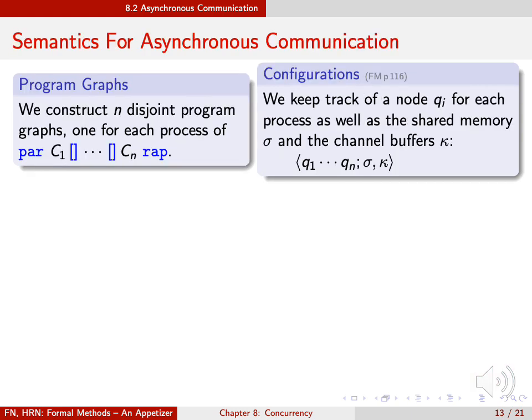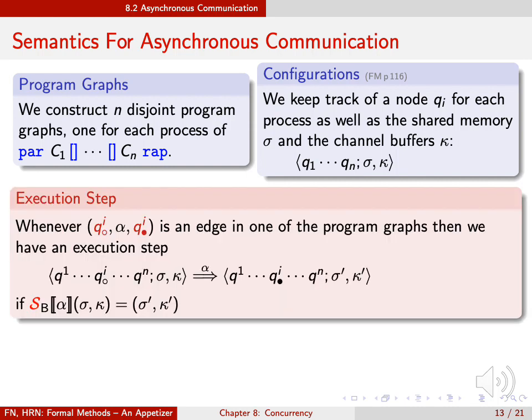We construct program graphs as before. Our configurations contain a node from each of the parallel processes together with the memory and the buffers. An execution step relates a start configuration to an end configuration. The execution step is labeled with the action performed. The end memory and buffer is obtained from the start memory and buffer as described by the action.